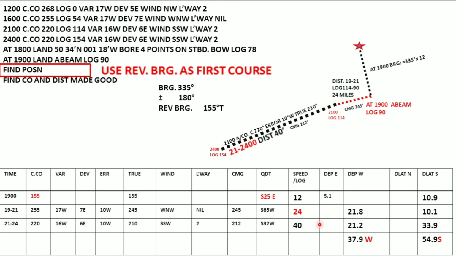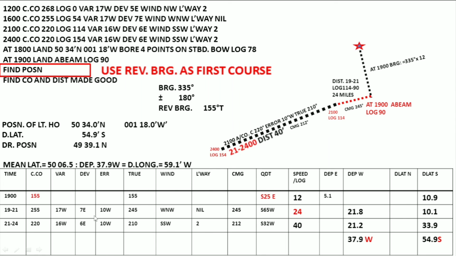And find out my d'lat and departure. And I can find out the position of my lighthouse using this d'lat and departure. The normal way, finding out my mean lat, getting my d'long, and then finding out my DR position at 2400 hours.